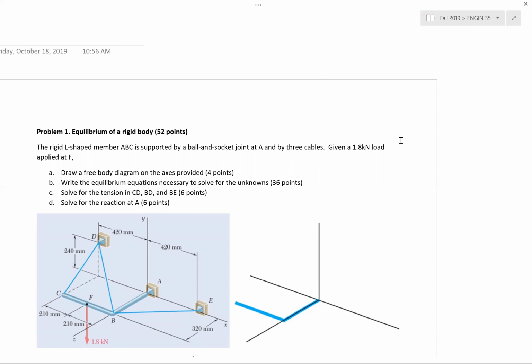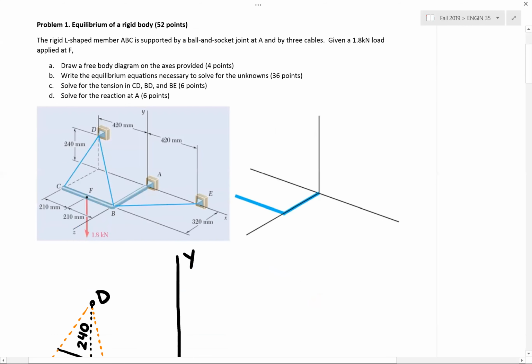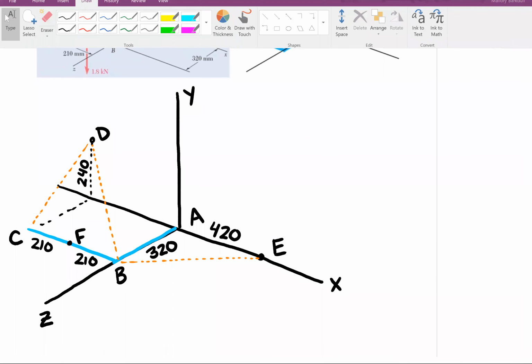So here we're going to have 6 unknowns, so we need 6 equilibrium equations. Next, we're asked to solve those equilibrium equations for the tension in each cable and the reaction at A. So A is a ball and socket, so we're going to have an X, Y, and Z force. Let's start this out by drawing our free body diagram.